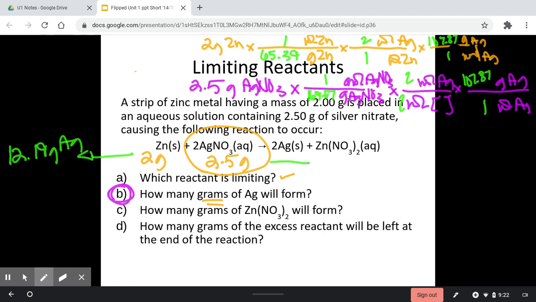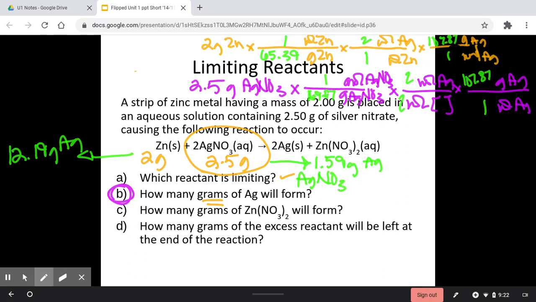All right, now for silver nitrate, 2.5 times 2 times 107.87 divided by 2 and divided by 169.87. Okay, and from silver nitrate, if all of my silver nitrate reacts, I can produce 1.59 grams of silver. So we can use this information to answer A.